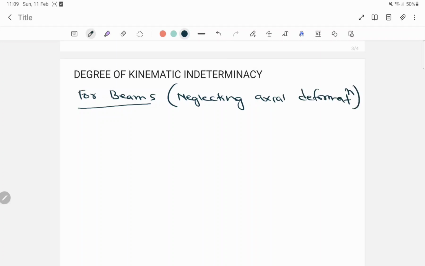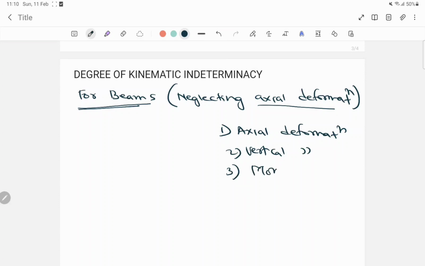In my previous video, what I covered was considering the axial deformation. In today's video I'll be taking beams, but we have to neglect the axial deformation. In my previous video I have already explained what axial deformation is, so here also I'll repeat it. We have three types of deformation. The first one is axial deformation, the second one is vertical deformation, and the third one is moment.